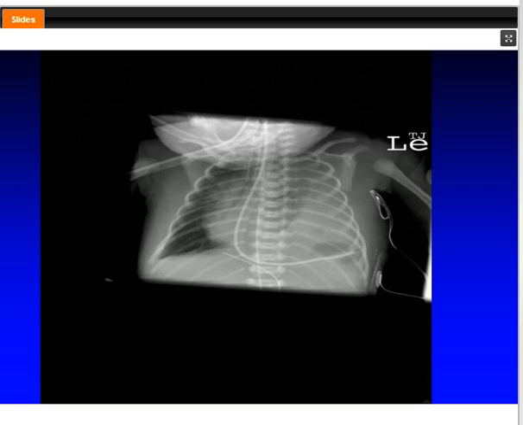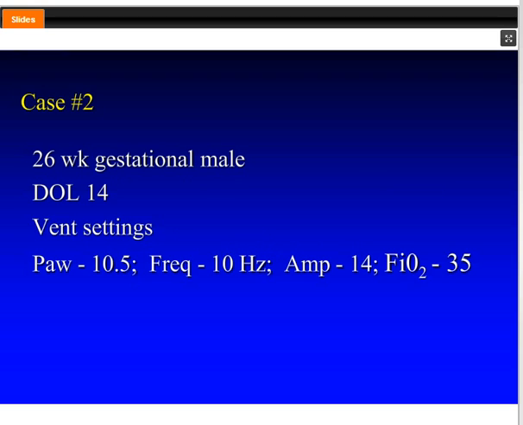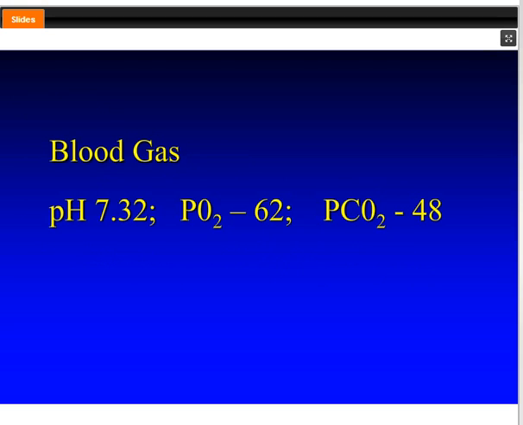Okay, so our next case study here is a 26-week male, day of life 14. His vent settings are mean air pressure 10.5, frequency 10 hertz, amplitude 14, FiO2 35%. Blood gas 7.32, PO2 62, CO2 48. And this is his x-ray.